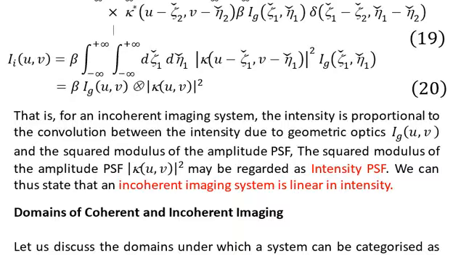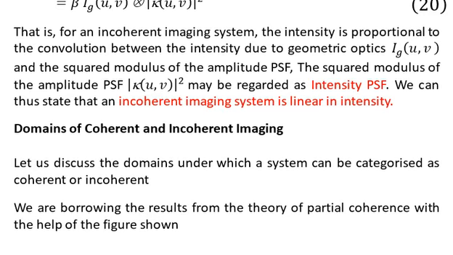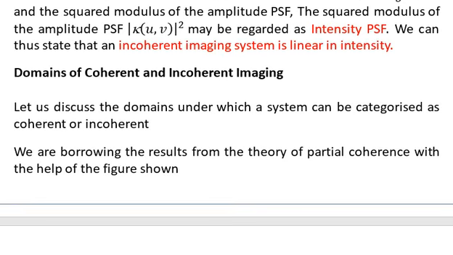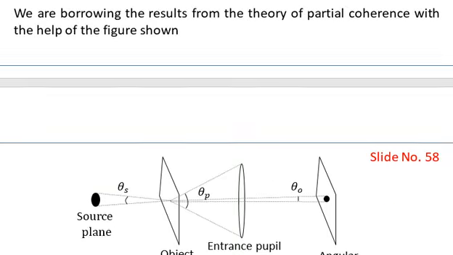Okay, so you see that now we are discussing the domain in which we have the coherent system or the incoherent system. That is, under what condition we can identify that our imaging system is behaving as a coherent system or incoherent system. So let's discuss the domains under which a system can be categorized as coherent or incoherent. We are borrowing the results from the theory of partial coherence with the help of the figure below.